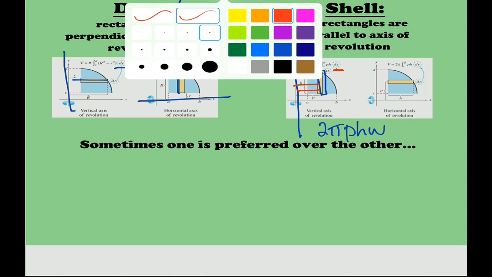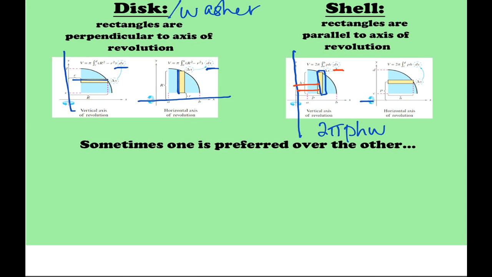Well, what if our axis of revolution was horizontal? If our axis of revolution was horizontal, maybe it was our x-axis, then which way would our rectangles lie? Wouldn't they also be horizontal? Okay. We would have to use our shell method again, which is 2 pi p h w. P representing from our axis of revolution up to our rectangle. So depending on where our axis of revolution is, it's not always going to be x or y. They're going to change it around on us a little bit, but it's from our axis of revolution up to our little rectangles.